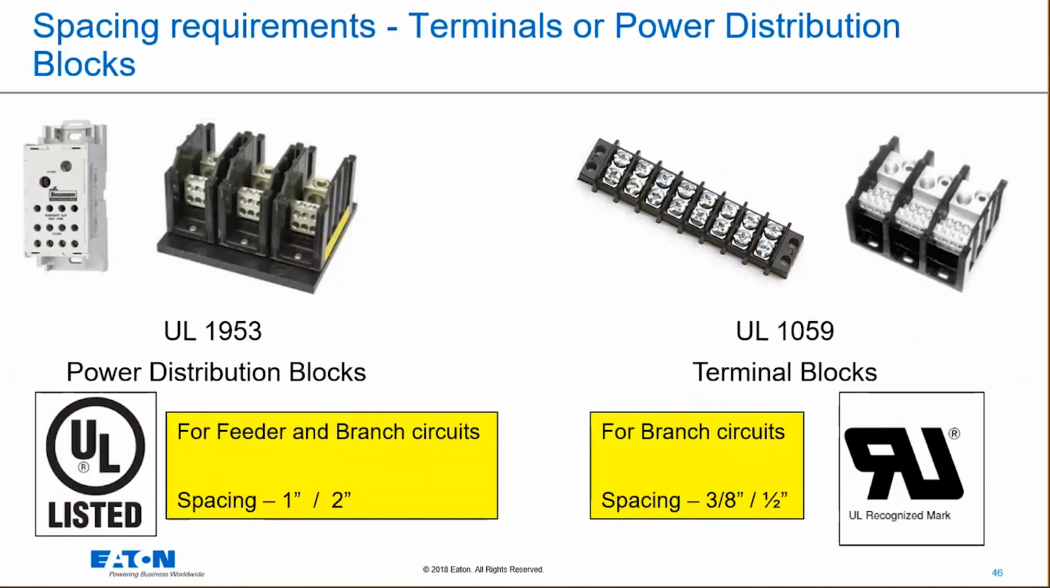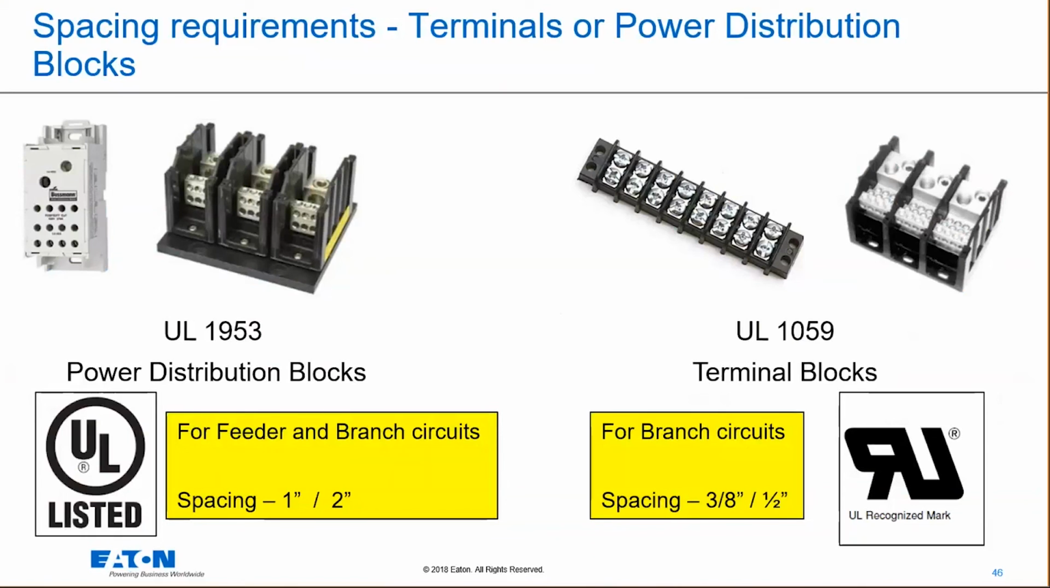The guys on the right are UL 1059 terminal blocks, right? A lot of times you call them power terminal blocks, but a lot of people call them power distribution blocks. They're not UL 1953 power distribution blocks. So I've seen this a lot where they use a 1059 block in a feeder circuit. And I've seen it in places where it's caused a problem, quite frankly. I've been in a situation where they were too close, had too much power. They ended up arcing between these, and it caused an issue.